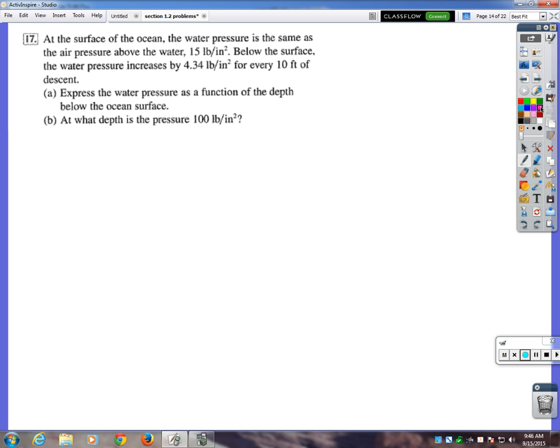In the ocean, the water pressure at the surface is the same as the air pressure above the water, 15 pounds per square inch, because they're in equilibrium. Below the surface, the water pressure increases by 4.34 pounds per square inch for every 10 feet of descent. So they express the water pressure as a function of the depth. So that means the water pressure is going to be y, and the depth is going to be x. Okay? So the slope is the water pressure increases by 4.34 for every 10 feet of descent.